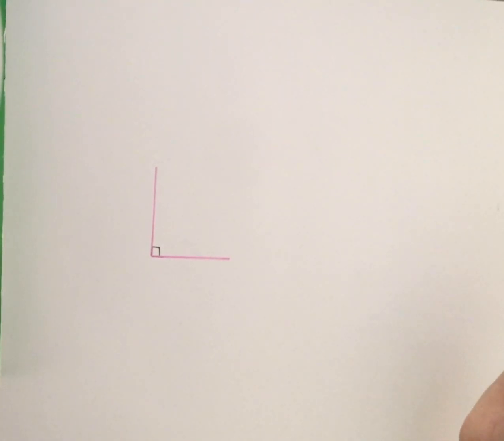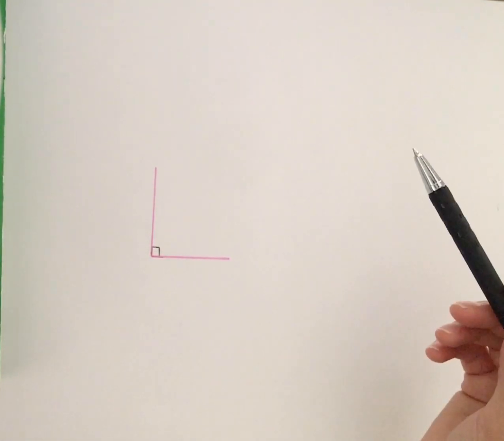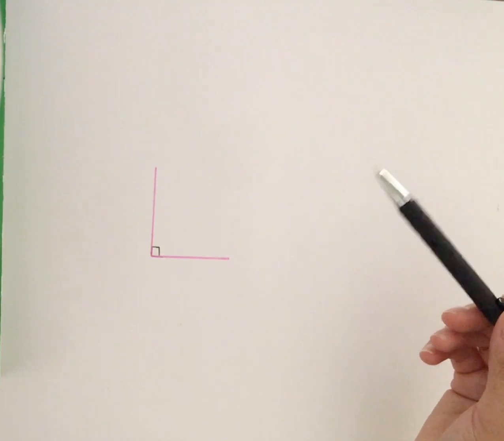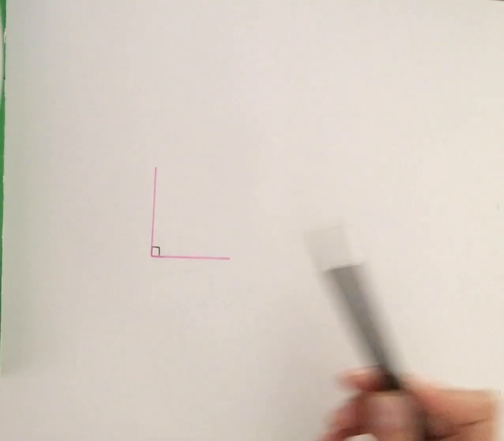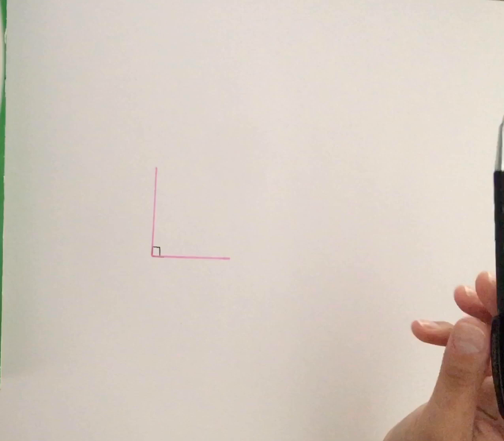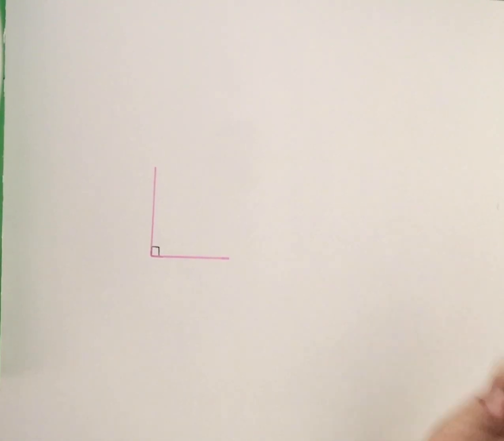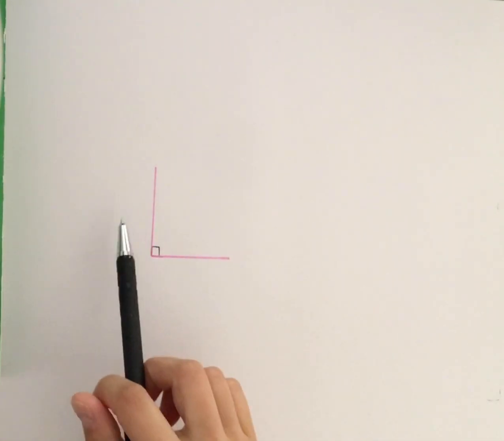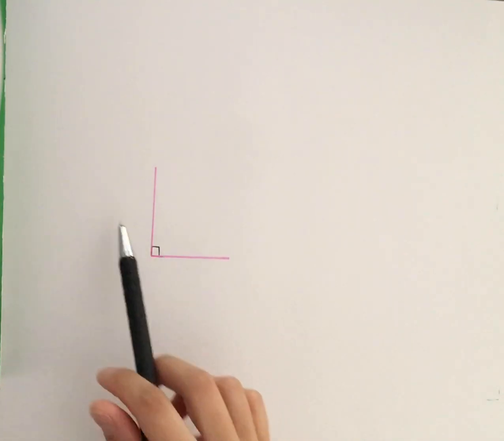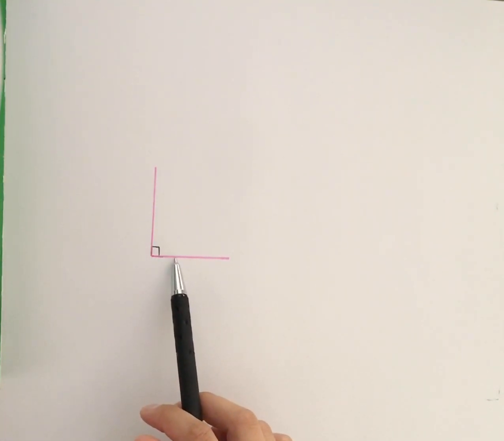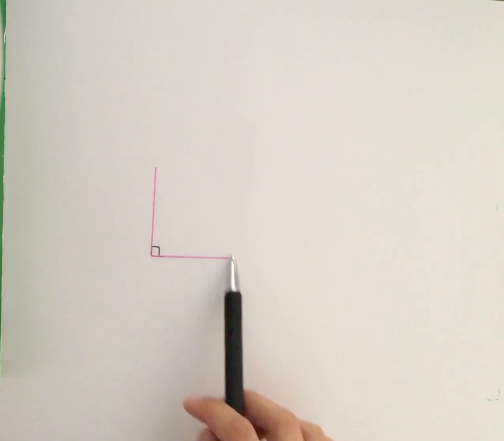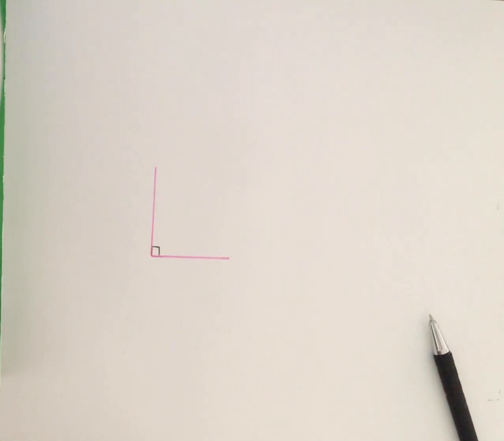So, the Pythagorean theorem. The Pythagorean theorem says that for any right triangle, so the Pythagorean theorem only works for right triangles, the sum of the squares of the legs is equal to the square of the hypotenuse. So remember, square means the number squared, so the number times itself.